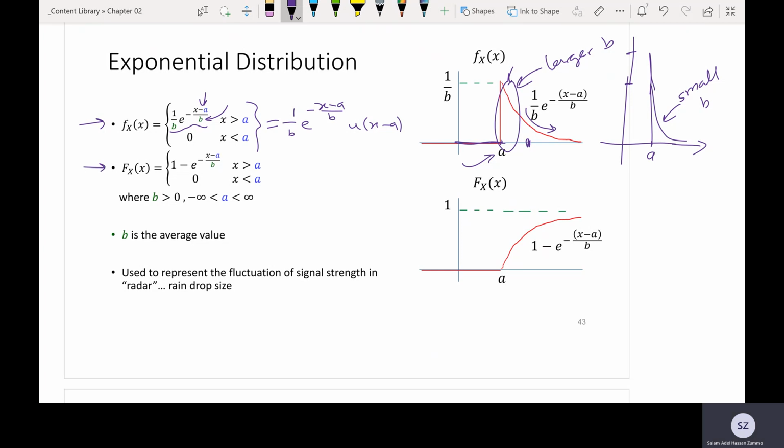Now, if you want to find the CDF, simply you need to integrate. Integrating this will give you this function. So basically, again, the probability that x is less than a is always 0 because it cannot take values less than a, and it starts to increase exponentially. Sorry, not exponentially, logarithmically, I would say, as this 1 minus e to minus. Okay. Again, b is the average. So you can see here as b increases, small b, the average is close to a. Larger b will be a little bit shifted because the distribution is wider.